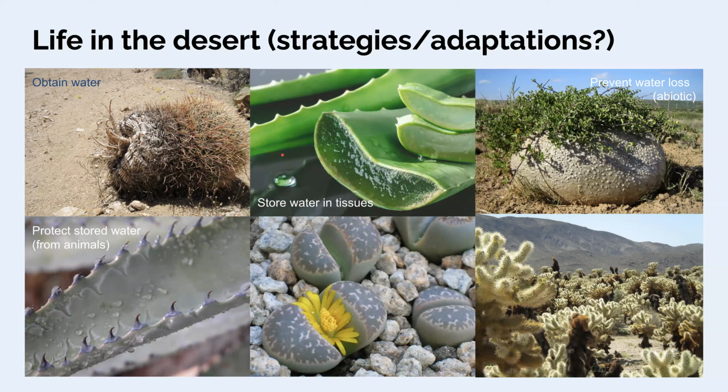Water storage is a pretty common adaptation. You often see swollen organs. So in this cactus here, we've got swollen stems. In the aloe that's being shown here, these are succulent leaves that are thick with this slimy mucilage that's holding on to lots of water. This is a reason people like aloe as a source of, I guess, moisturizing.